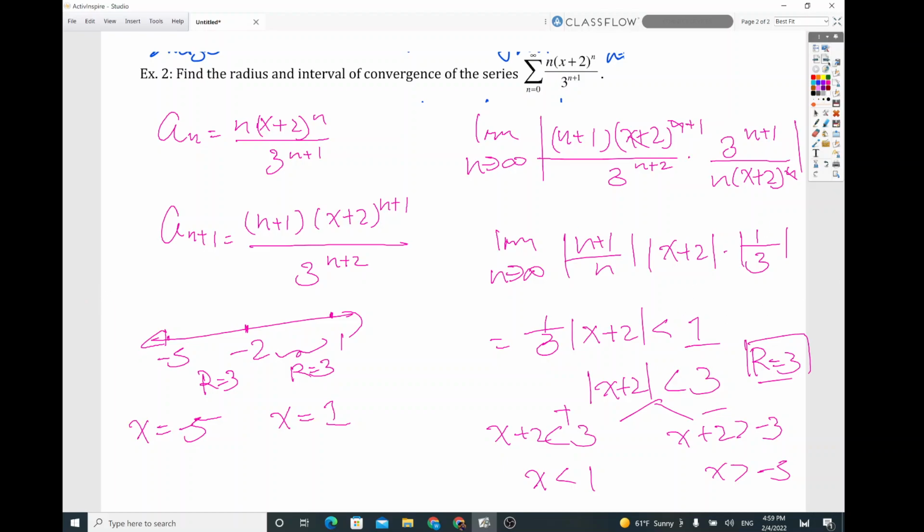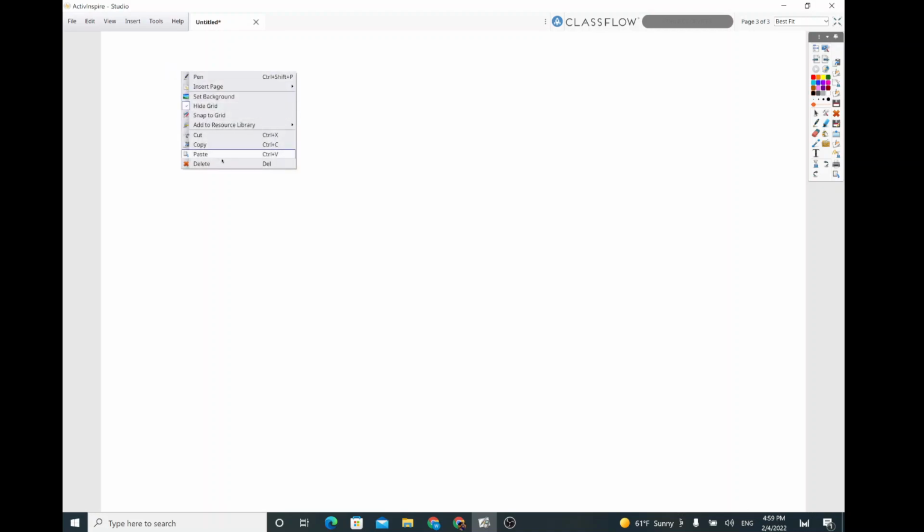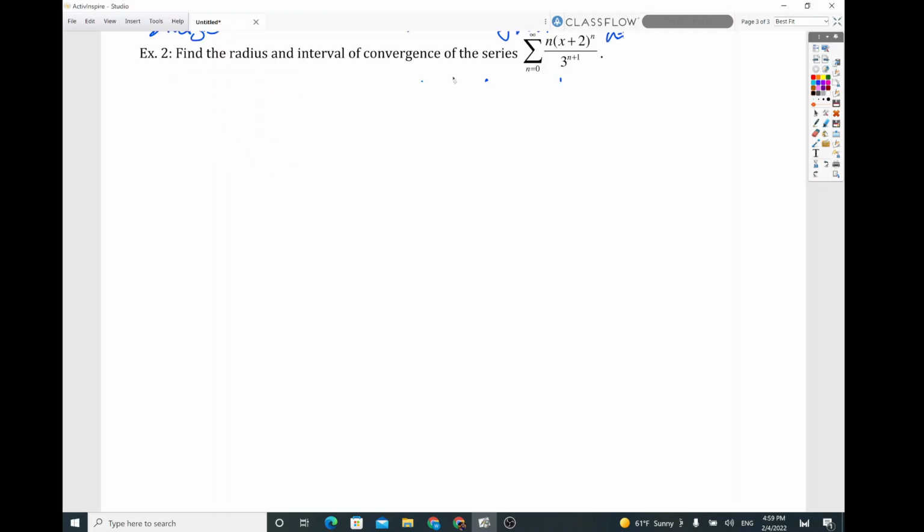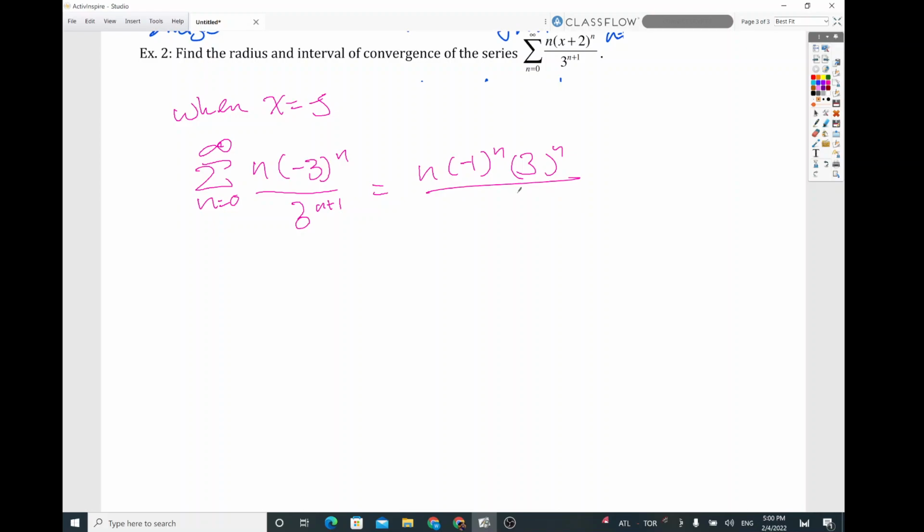So verifying the endpoint using the same series. When x equals -5, we plug the number back into the series. So -5 plus 2 is -3, quantity to the power of n, over 3 to the power of n plus 1. Now we can simplify this one to n times -1 to the power of n, 3 to the power of n over 3 to the power of n plus 1. Okay, so we need to carry that sigma every time. I know it's kind of tedious, but that's the way to do it. Now 3 to the power of n gets cancelled, so this one is just left with 3.